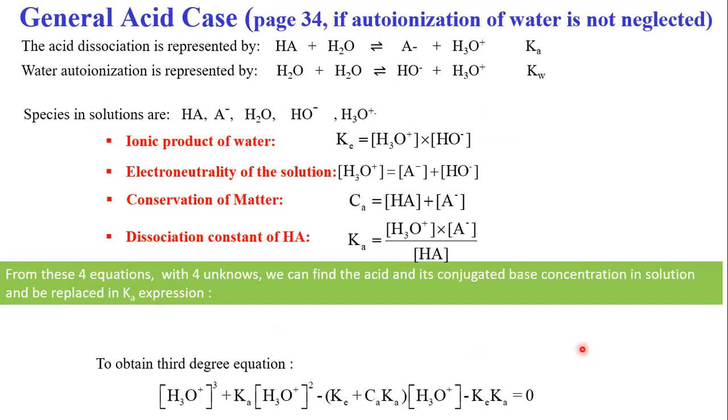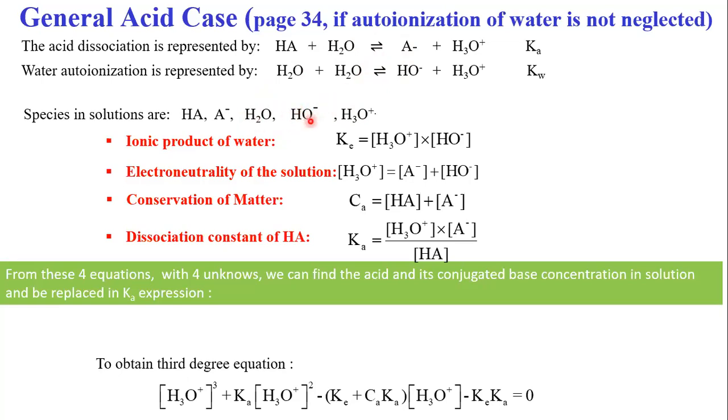Let's start with the general case. So if I have a general case of a weak acid, we have the equations first. So we have a weak acid dissociation with a Ka, and then we have the autoionization of water dissociating with a Kw. If you just look at the equations here, all the species are present. We have water, we have H3O+, OH-, all from everywhere.